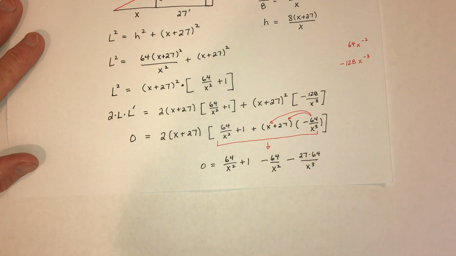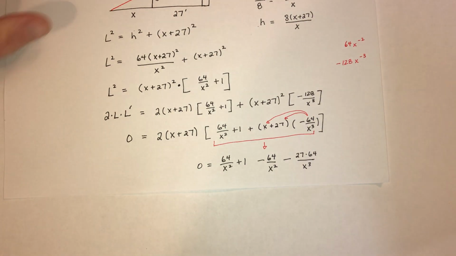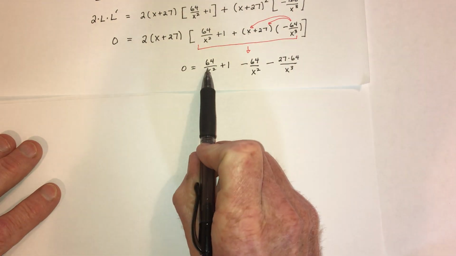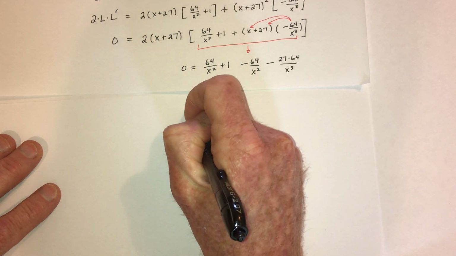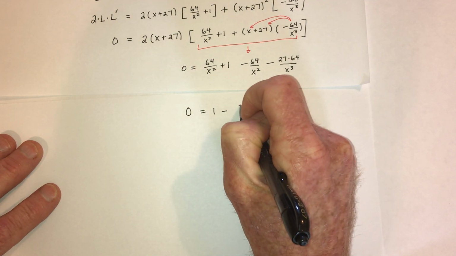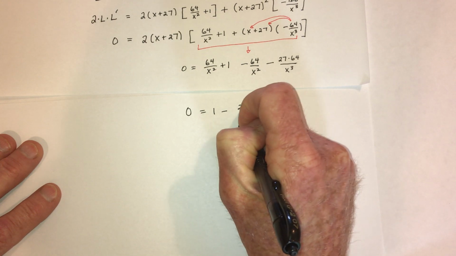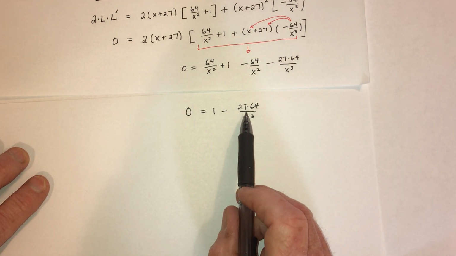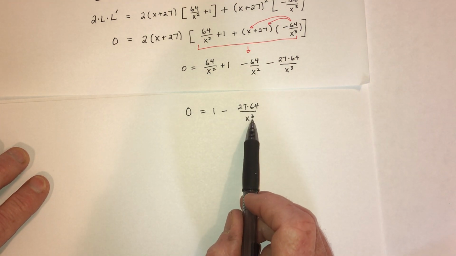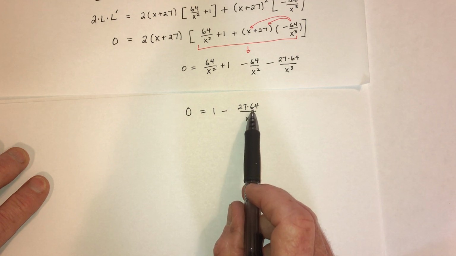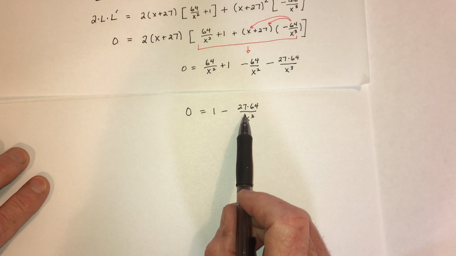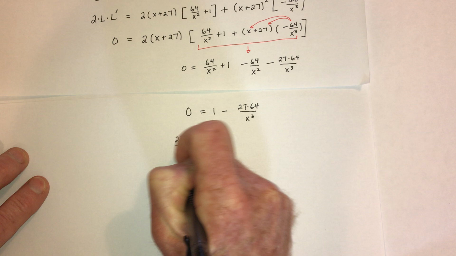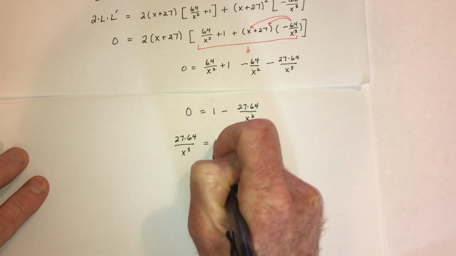So for that, I need a new piece of paper. So these two cancel. All that's left is the 1 minus 27 times 64 divided by x cubed. Usually I would multiply this out, but I can see that at the end I'm going to have to cube root it, and I know how to cube root each one of those numbers, so I'm just going to leave it like that. So move this to the left side, it becomes a positive 27 times 64 over x cubed equals a 1.